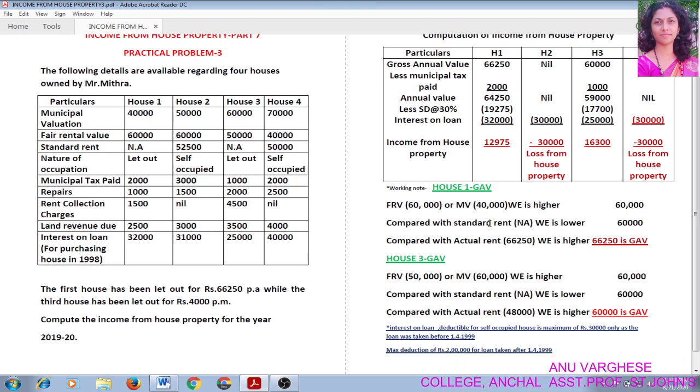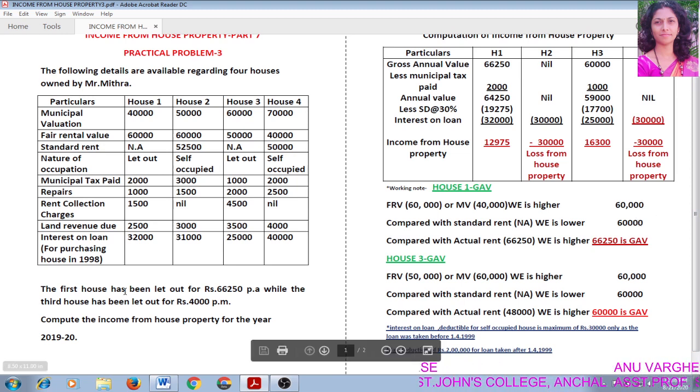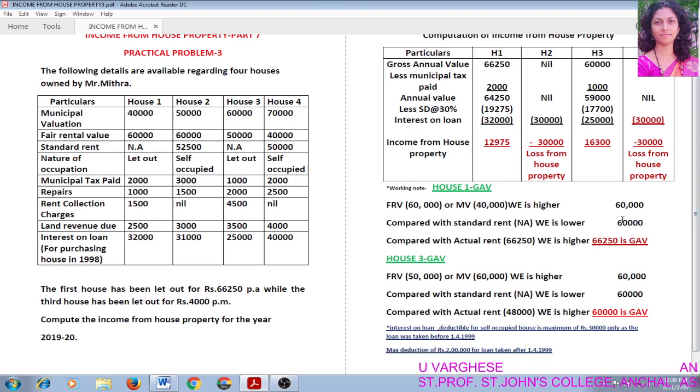That you have to compare with standard rent. Here standard rent is not applicable, whichever is lower. So 60,000. That figure you have to compare with actual rent. Here it is given that the first house has been let out for rupees 66,250. So that is the actual rent. So you have to compare 60,000 with 66,250, whichever is higher. 66,250 is the higher figure. So that is gross annual value. You can write that figure here.